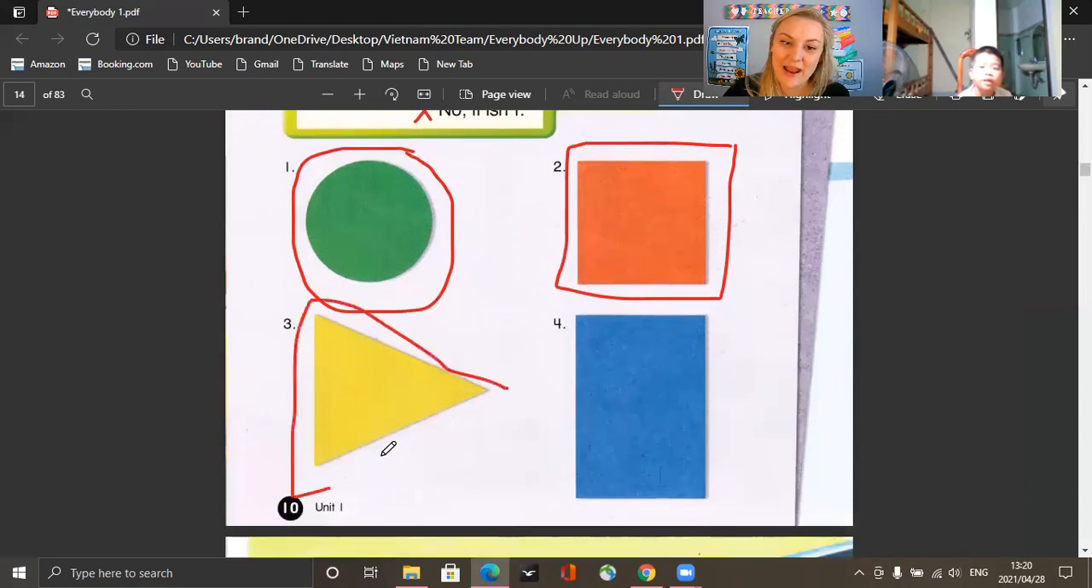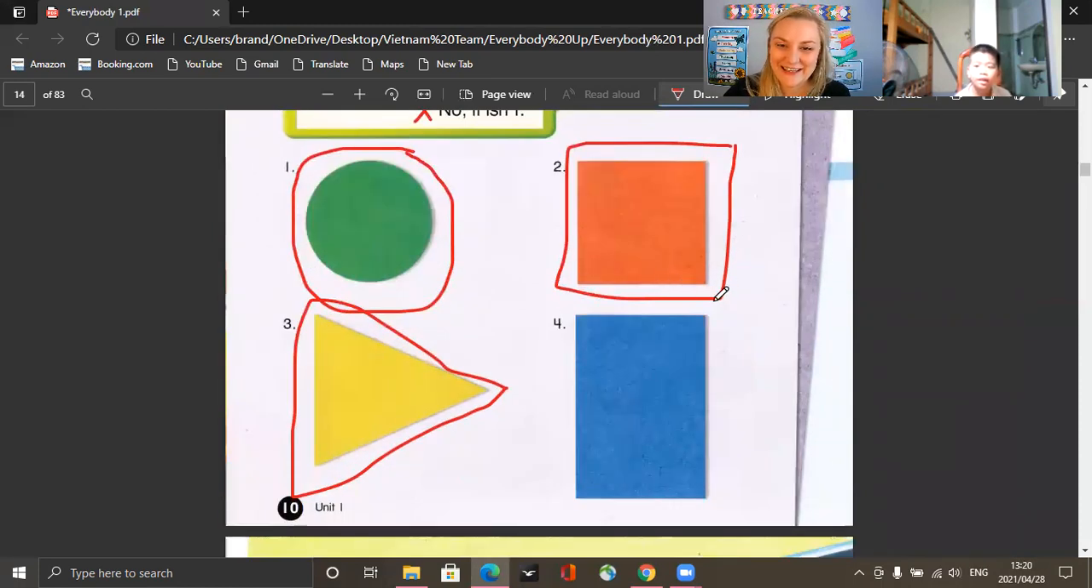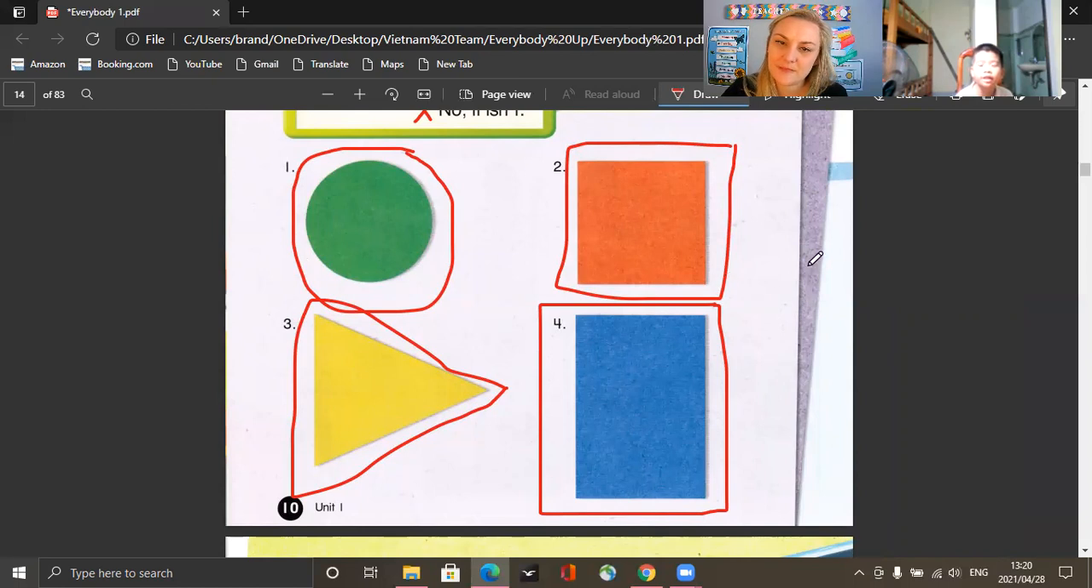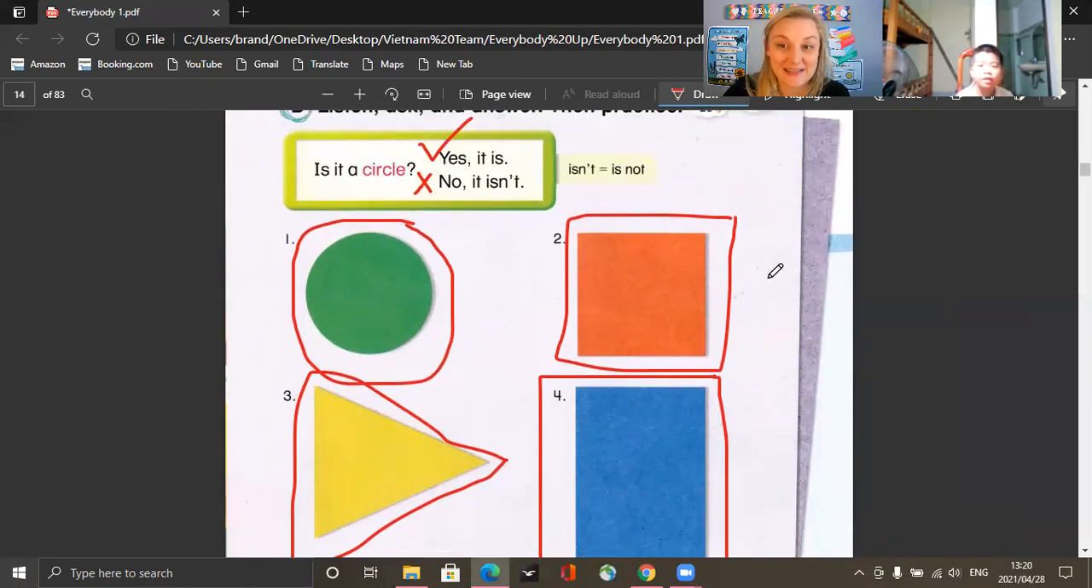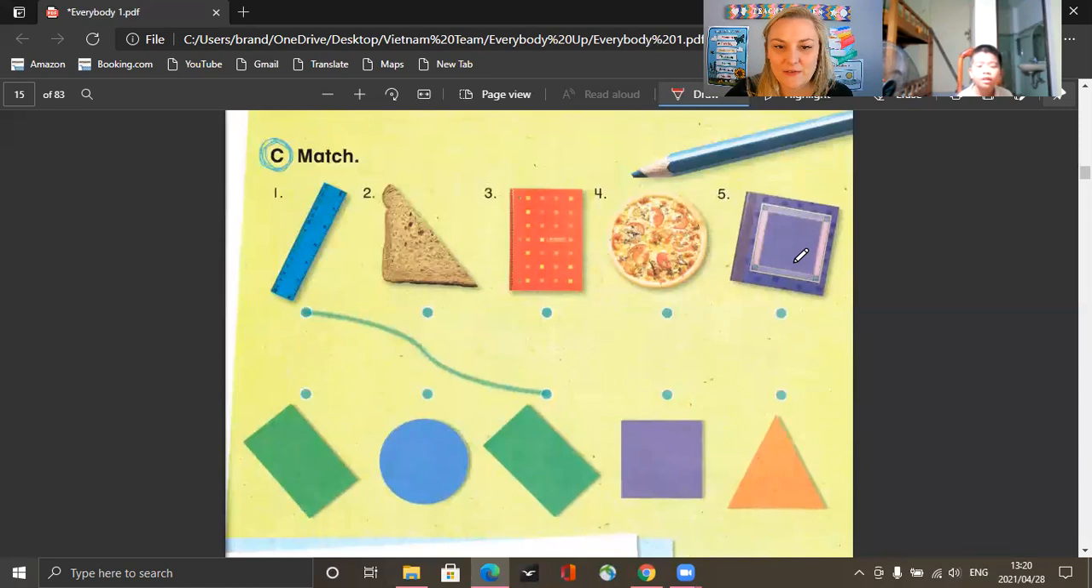Is it a triangle? Yeah, it is. Yes. Is it a square? No. No, it isn't. Okay, we're going to practice. Yes, it is. No, it isn't. Yes, it is. No, it isn't. Okay, very good.